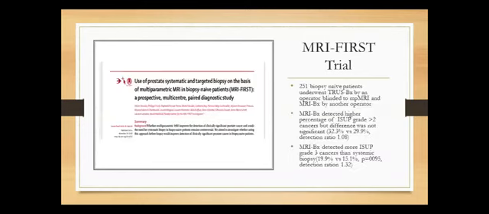We also had the MRI-FIRST trial, which had 251 biopsy naive patients who underwent TRUS by an operator blinded to the multiparametric MRI, and MRI biopsy by another operator. This study found that the MRI detected more ISUP grade 3 cancers than the systematic biopsy, with detection rates of 19.9 versus the 15.1% in the systematic.